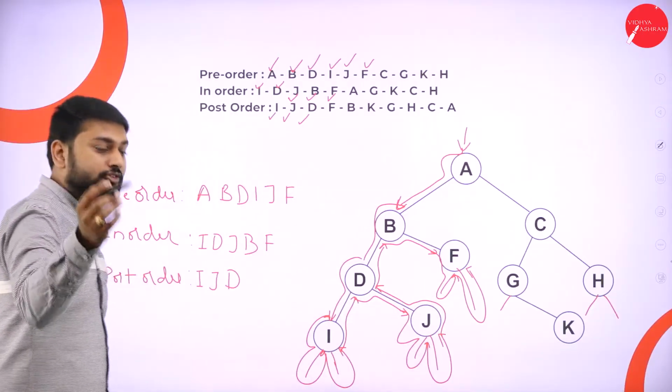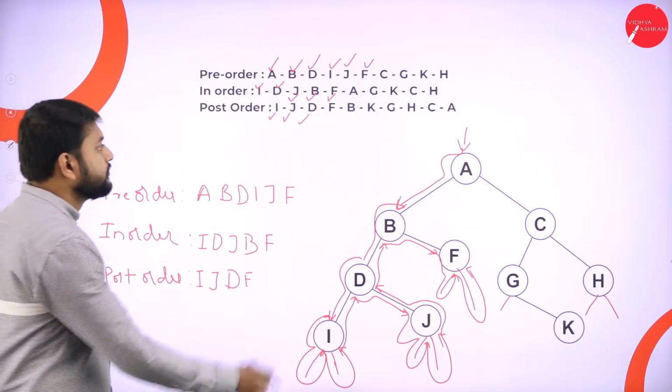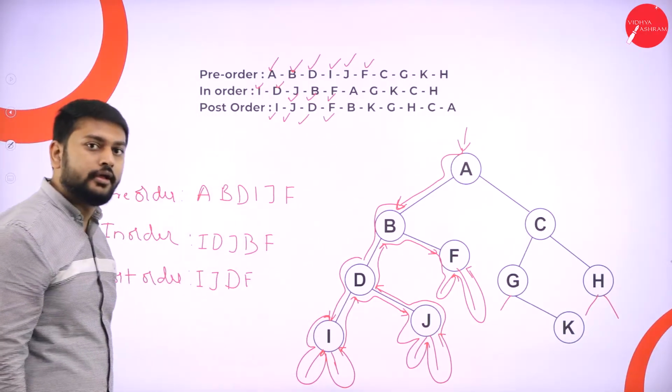After that, again you will come back. So the third time you are coming for the F, it should go to the post order. Observe here F. Cool. Understood?